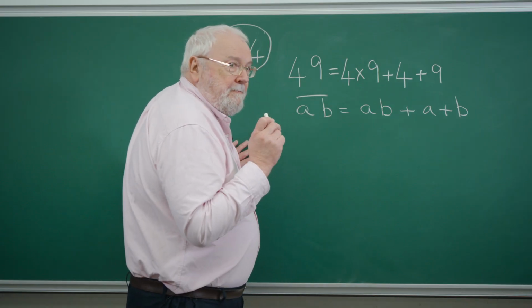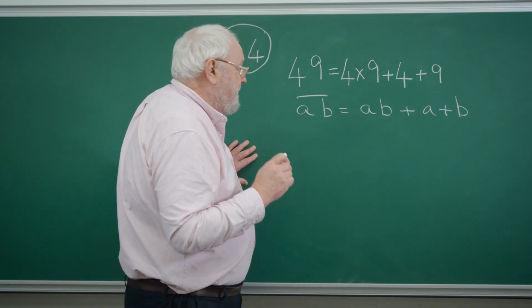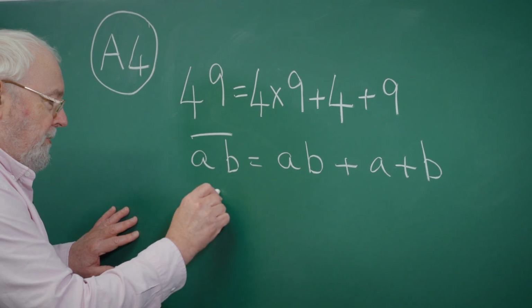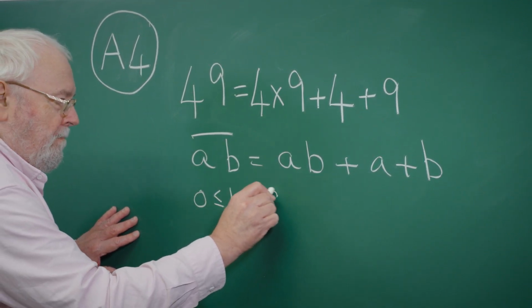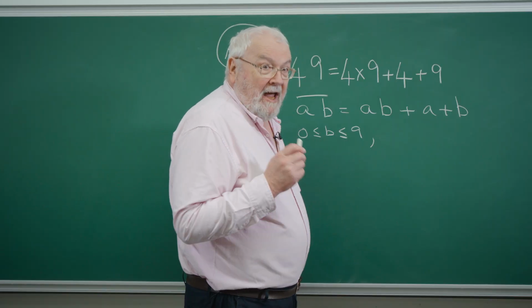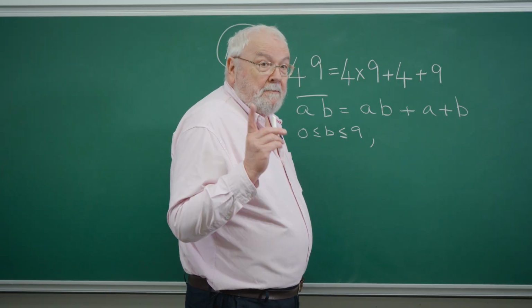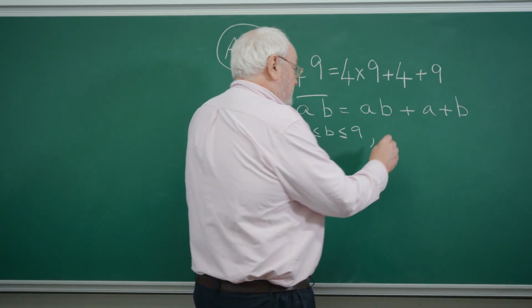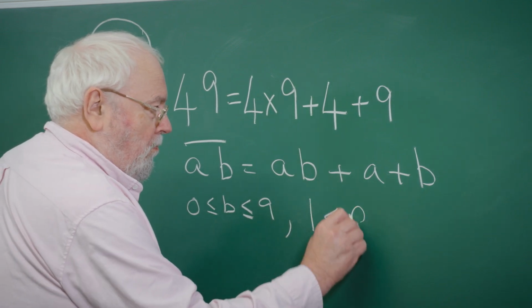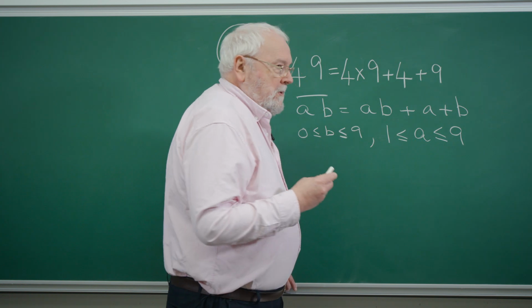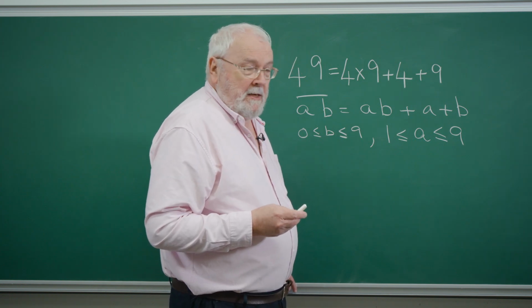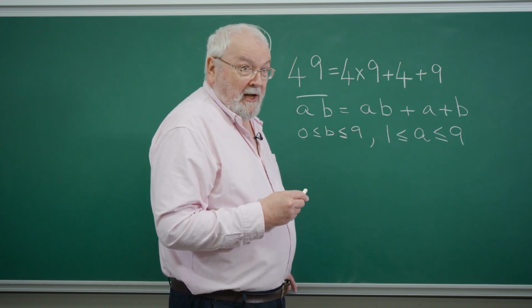And there will be some restrictions here. So B is a digit. There are lots of choices for B. And A is also a digit, but it can't be 0. So there are 10 choices for B, but only 9 choices for A.